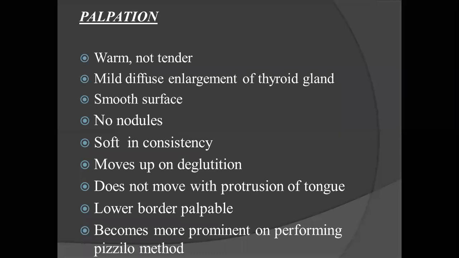There are three types of retrosternal goiters. Do you know what the three types of retrosternal goiters are? Substernal, intrathoracic, plunging. Intrathoracic goiter, plunging goiter. Very good, very good.